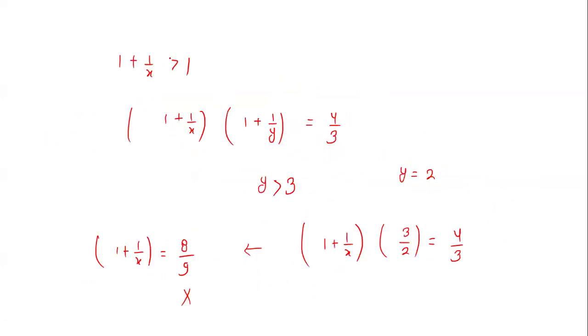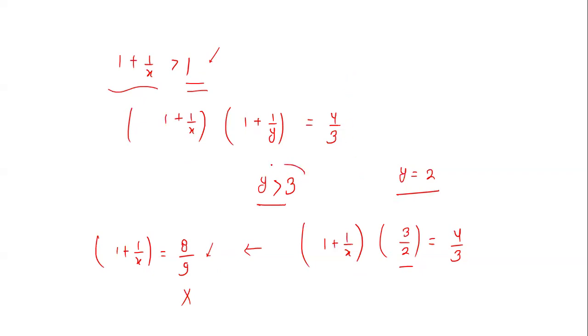And we also know that 1 + 1/x is greater than 1 because x is a positive integer. So if you put y greater than 3, then this condition is not satisfied. Like if I put y equal to 2, then it will come to 3/2, and it is equal to 4/3, and here it will come to 8/9. So 1 + 1/x must be greater than 1, so this is not satisfied.